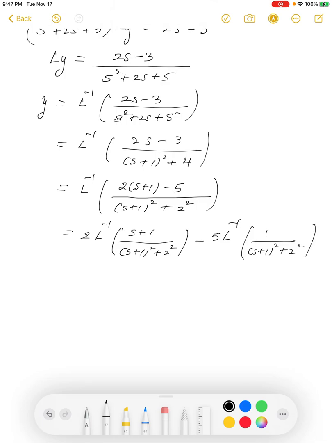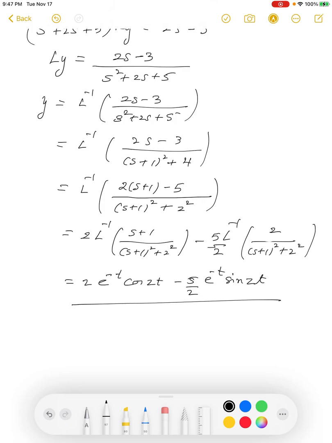But you see, for the second term you will need 2 on the top, because the Laplace transform of sine 2t is 2 divided by s square plus a square. So I will replace 1 by 2 and divide it by 2. Then you can read off the inverse transform of this. This is just the Laplace transform of cos 2t but shifted by minus 1. So the inverse transform is e to the minus t cos 2t. And this is minus 5 by 2 times e to the minus t sine 2t. That's going to be the solution to your IVP.